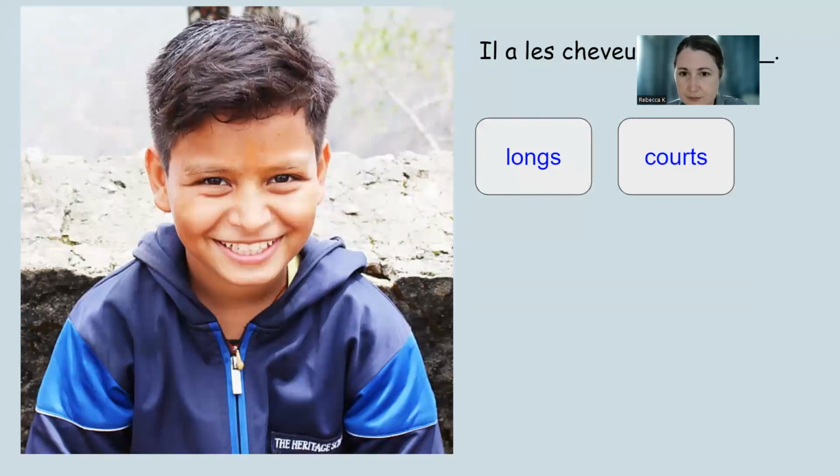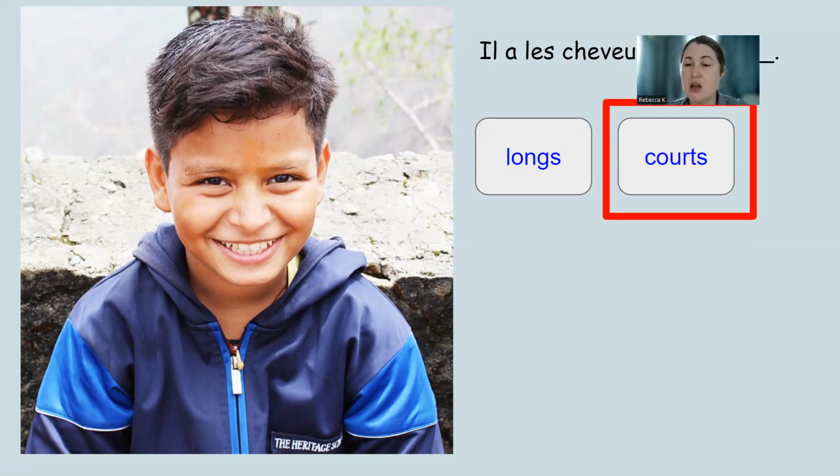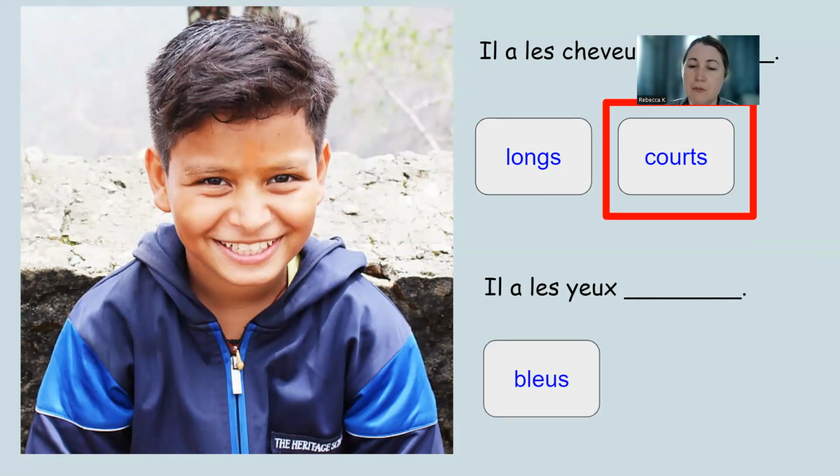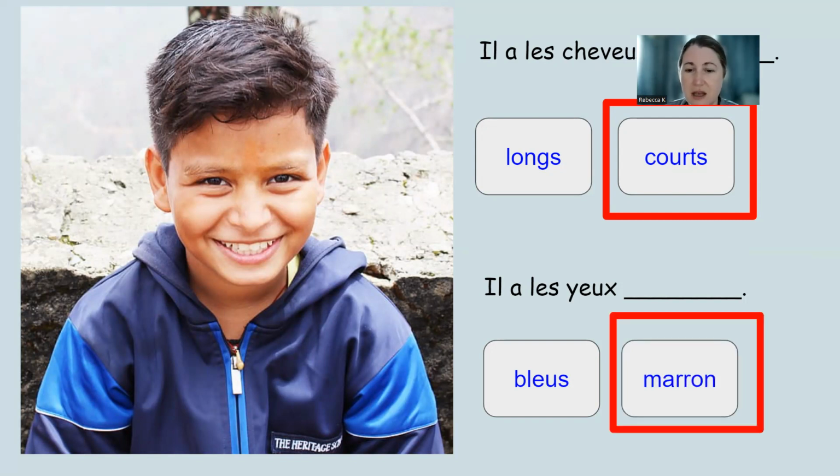Okay, we're doing a quick quiz. You have to choose the adjective that describes his hair, long or court. I don't think I taught you the word long, but I'm sure you can work out what it means. Long or court, long or short. Il a les cheveux courts. He has short hair. Court. Okay, what you can do is you can pause the video and see if you can answer the questions before I tell you. Il a les yeux bleus ou marron? Marron. Okay, remember to say the full sentence. Il a les yeux marrons.